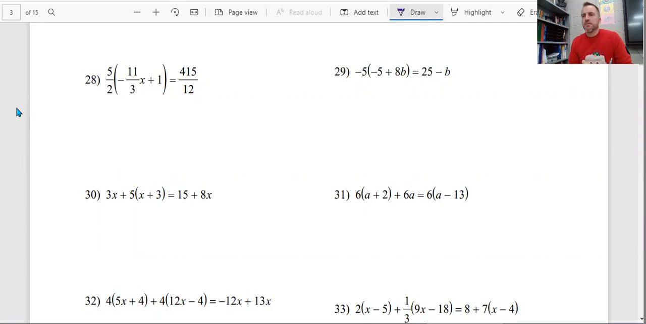Okay, let's jump to this one, 28, and let's talk about fractions. Fractions are just things that are being divided, but the division's been written in a different way to make it all the same term, 5/2. We think of it as one number instead of two numbers, but really it's just a 5 that's being divided into 2 pieces. So we're going to do the same thing here. We want to know what x is. And so we're going to distribute this 5/2 into this set of parentheses here.